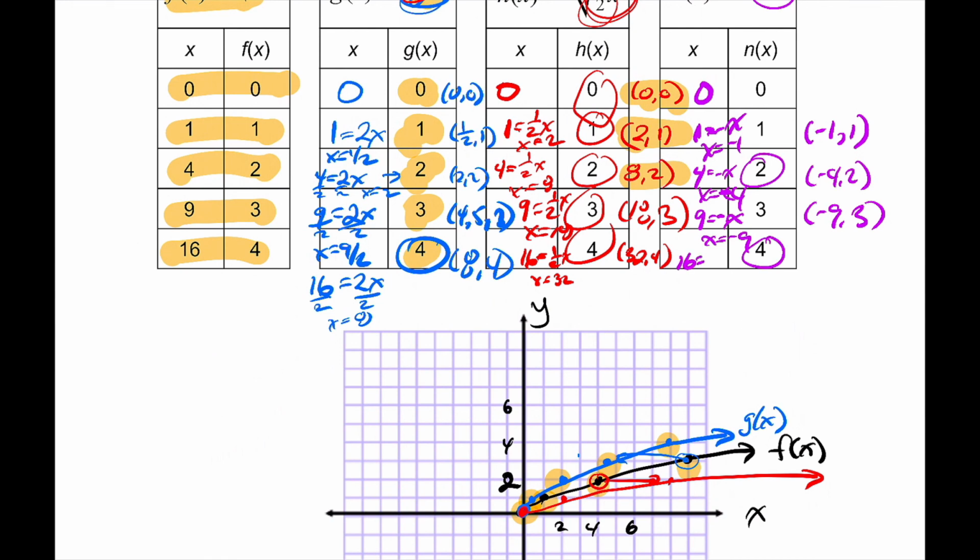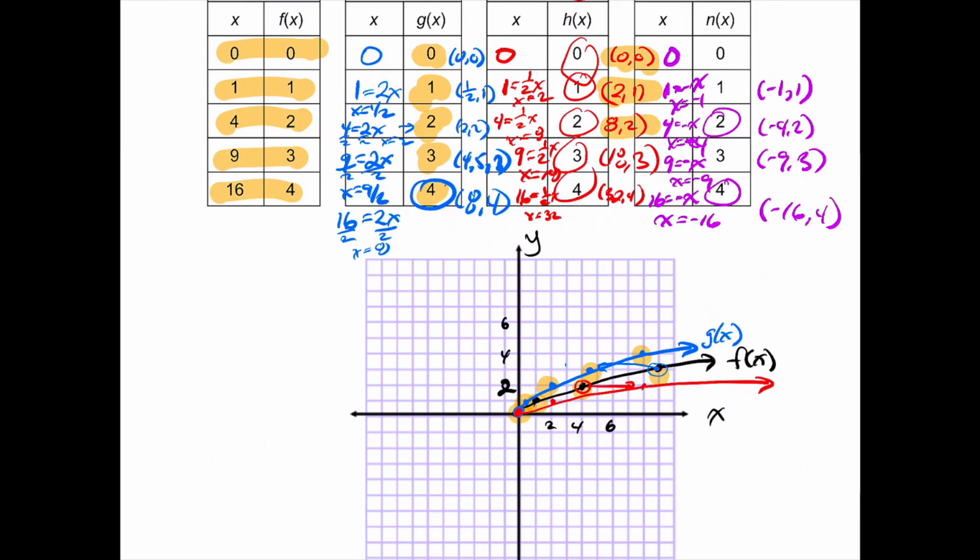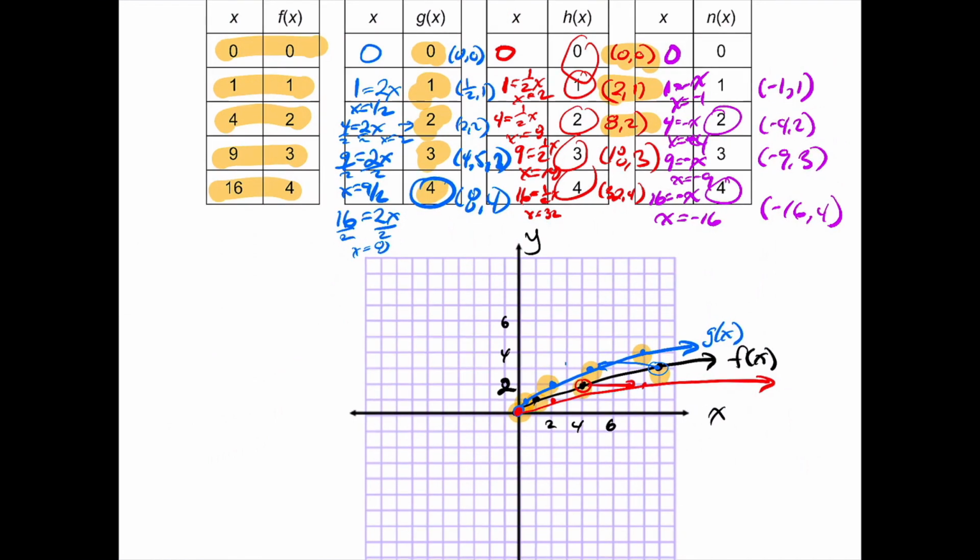So 16 in this case is going to be equal to negative x. So that implies that x is equal to minus 16. So we have a point negative 16 comma 4. So let's plot that. So we still have 0 comma 0. But in this case, we got negative 1 comma 1. Negative 4 comma 2. So 2, 4, negative 4 comma 2. And finally, negative 9 comma 3.